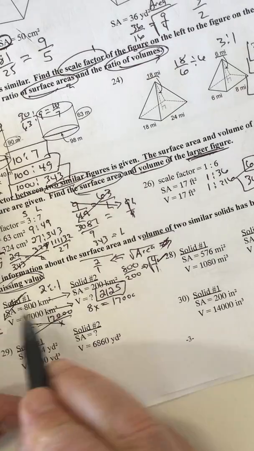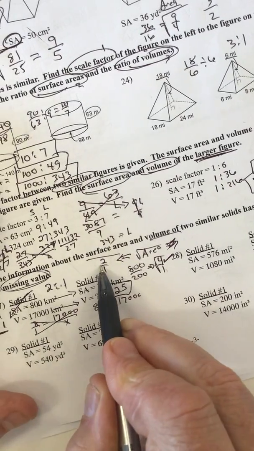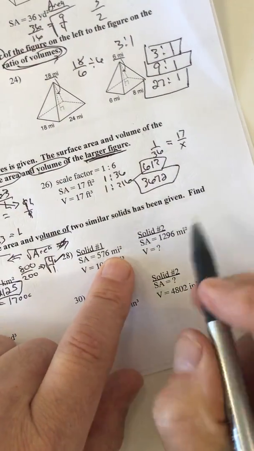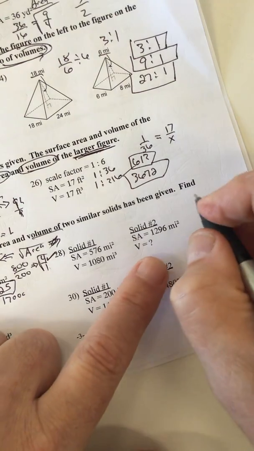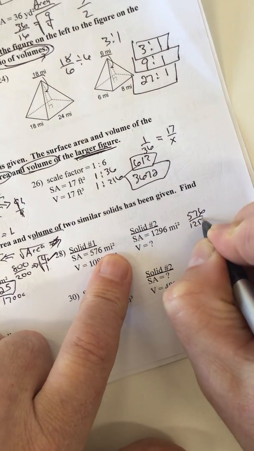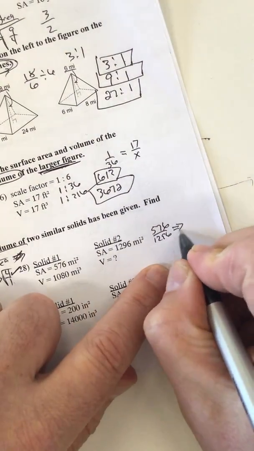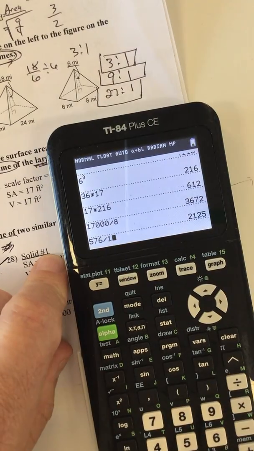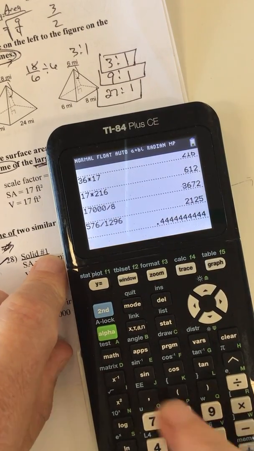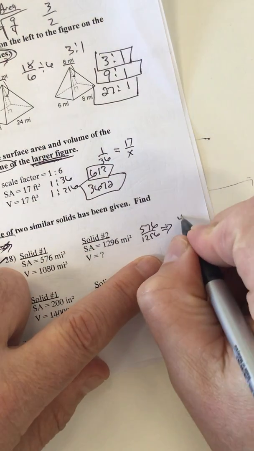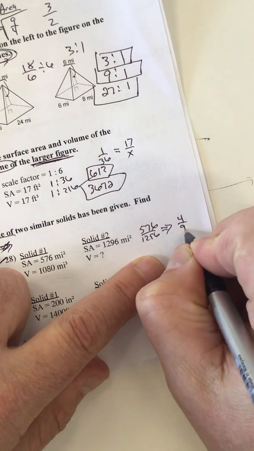So see, they gave us the area. We had to crank it down to the surface area and then crank it back up to the volume. They're doing that again here. They're giving us the area. I got to crank it down to regular. So let's see what it is in the first place. It's 576 to 1296, but that probably can be simplified. 576 divided by 1296 is 4 to 9.